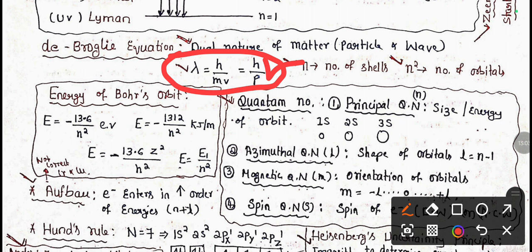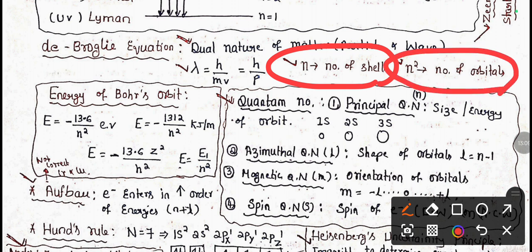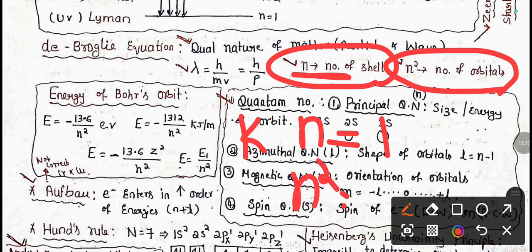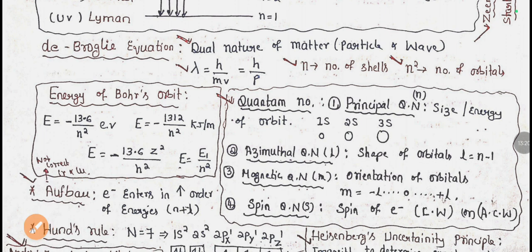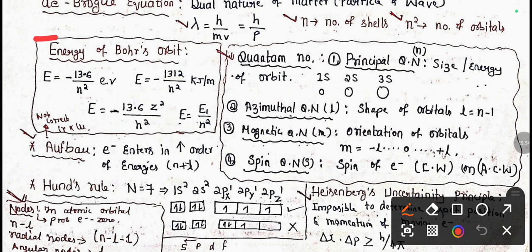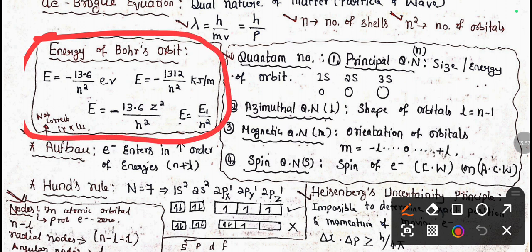P is momentum. So also remember here, if n is the number of shell, n square is the number of orbitals. For example, for K shell, n value is 1. To calculate the number of orbitals in the shells, use this formula: n is the number of shell, and n square is the number of orbitals. s, p, d, f. Now the energy of Bohr's orbit, we can calculate with these formulas. So sometimes in the JEE exam they ask numericals related to these formulas. Please remember.